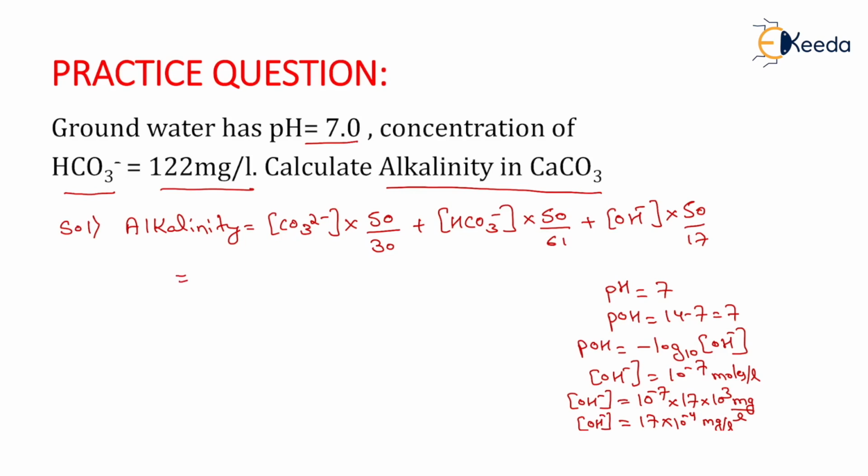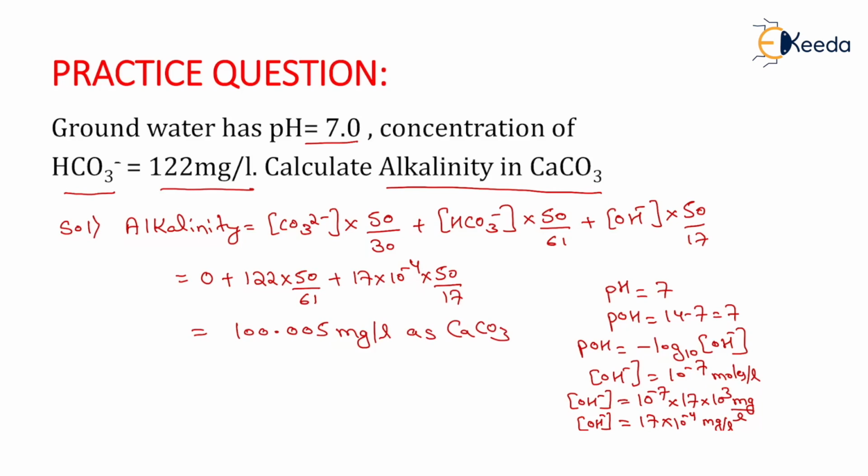per liter. So carbonate is not given, so it will be equals to 0. Bicarbonate will be equals to 122 into 50 divided by 61. Similarly, we have value of OH negative, which will be equals to 17 into 10 to the power minus 4 into 50 divided by 17. Now the value of alkalinity comes out as 100.005 milligram per liter as CaCO3.